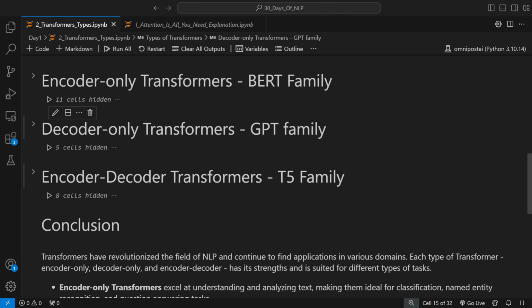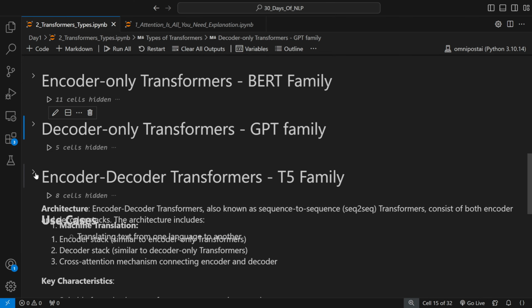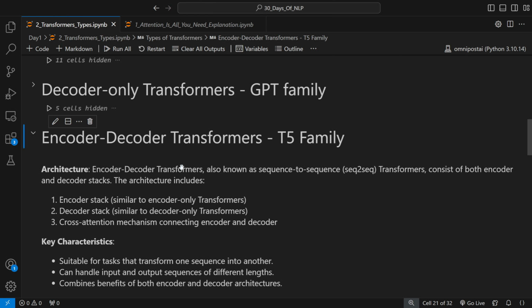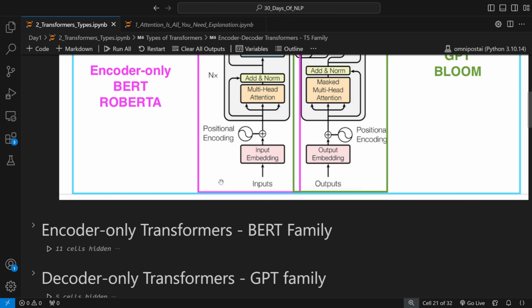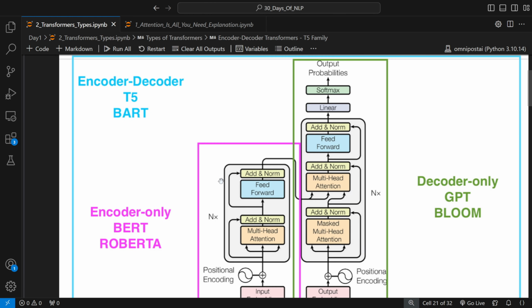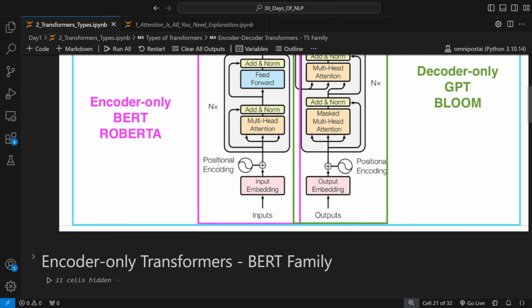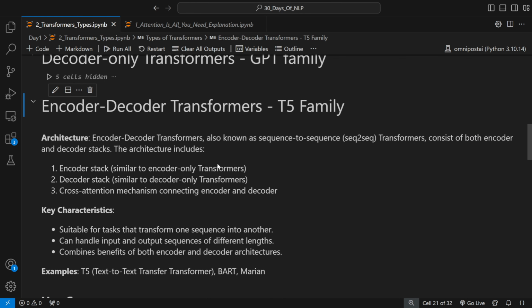Now let's see the next family of models, which is none other than the encoder-decoder transformer, which is nothing but "Attention Is All You Need," the OG transformer architecture. Architecturally, as you all might know now, it is a sequence-to-sequence network consisting of both encoder and decoder stacks. The architecture includes an encoder stack, a decoder stack, and a cross-attention mechanism which provides information from the encoder to the decoder.